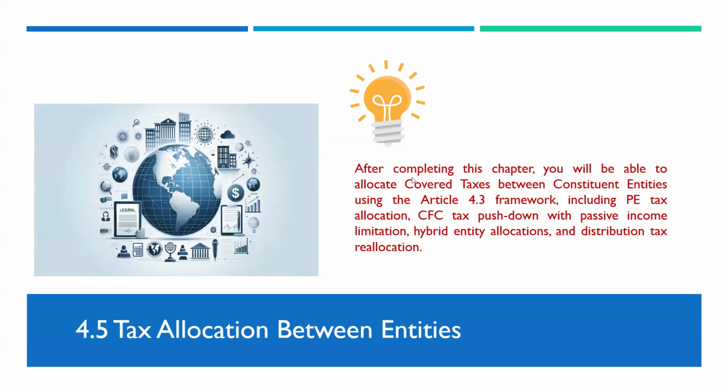We'll come to that. After completing this chapter, you'll be able to allocate covered taxes between constituent entities using the Article 4.3 framework, including a lot of things. So we will discuss all that. But why do you think taxes paid by one entity in the MNE group should be transferred to another entity? What would be the rationale? You tell me. So it won't be counted in calculating the 15% ETR of the paying jurisdiction. Rather, it would be calculated in somebody else's. What is the key rationale?